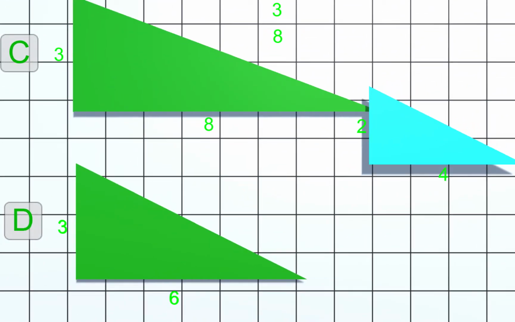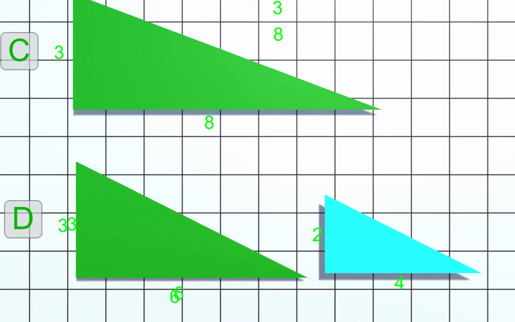Let's try our last option, triangle D. Triangle D has a ratio of 3 over 6. We can simplify this fraction to 1 over 2.